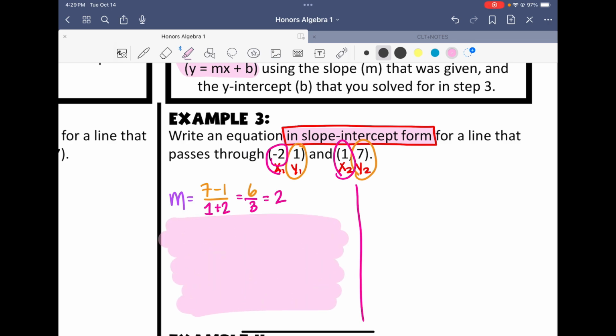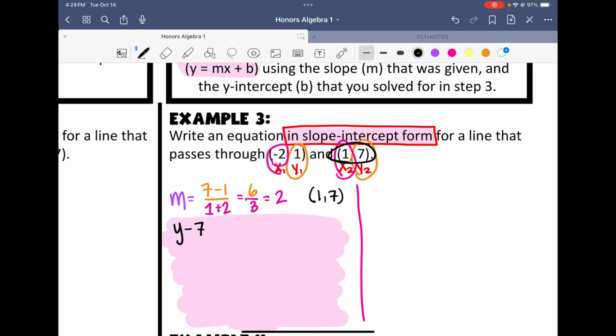So if I substitute into y minus, just choose a point. I'm going to choose the point (1, 7) because they're all positives. So it's going to be y minus 7, because that's my y, equals 2, that's the slope, times x minus 1. To get this in slope-intercept form, I just need to distribute. So 2x minus 2, y minus 7, and then add 7 to both sides.